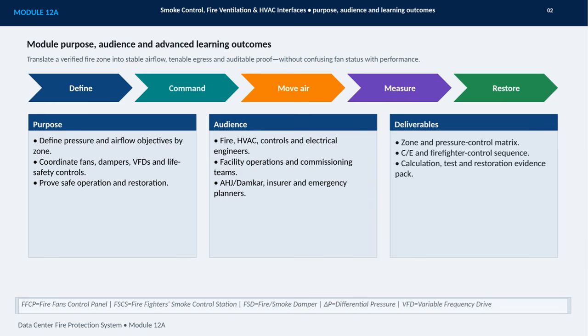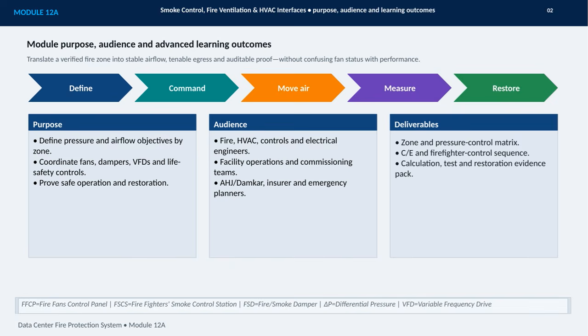That means coordinating fire fans, dampers, VFDs, and life safety controls, while proving both operation and restoration. The intended audience includes fire, HVAC, controls, and electrical engineers, along with facility operations and commissioning teams. It also includes AHJ and fire service representatives, insurers, and emergency planners.